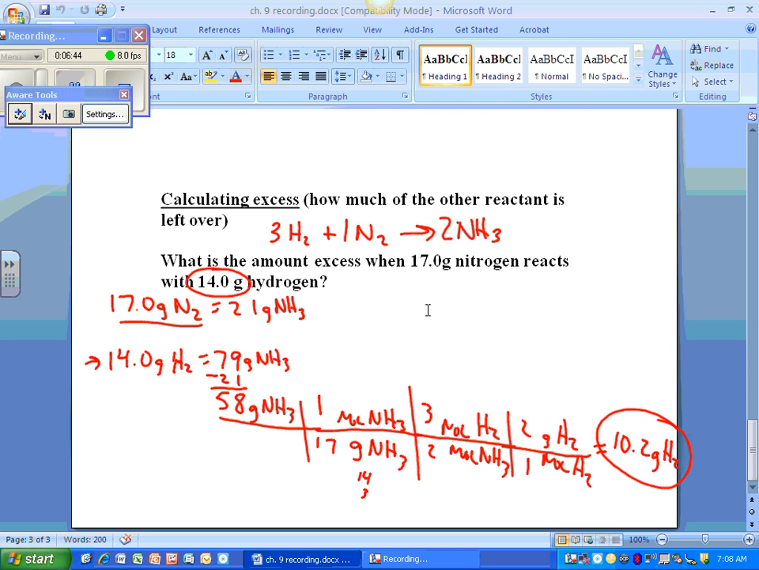So again, to sum up with excess reagents, I would suggest just taking the difference between the two products, converting that back to the excess, and that is going to be your excess reagent. That's how much hydrogen was left over.